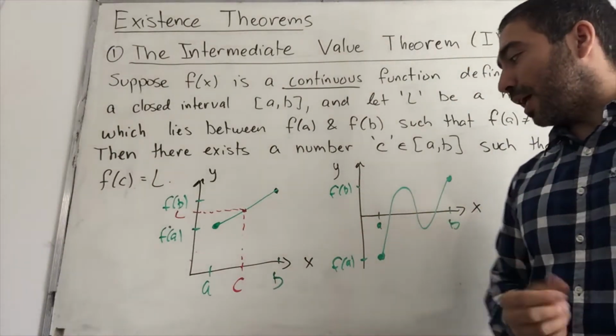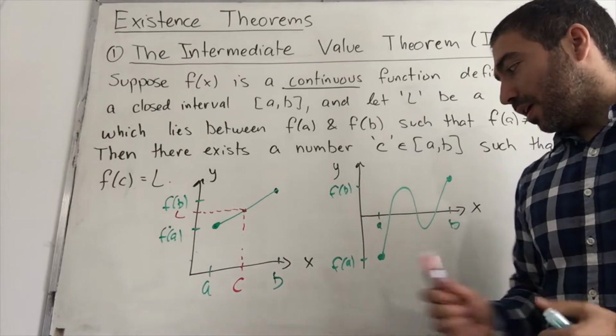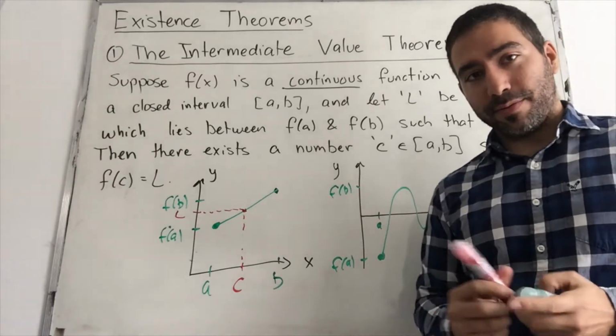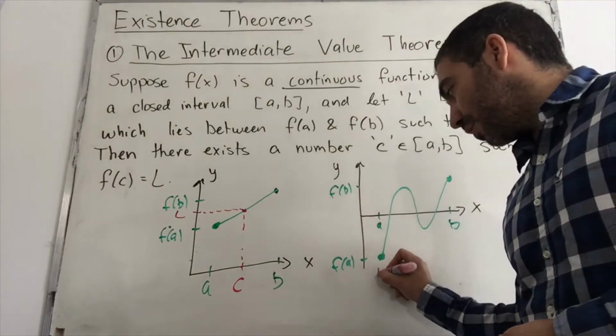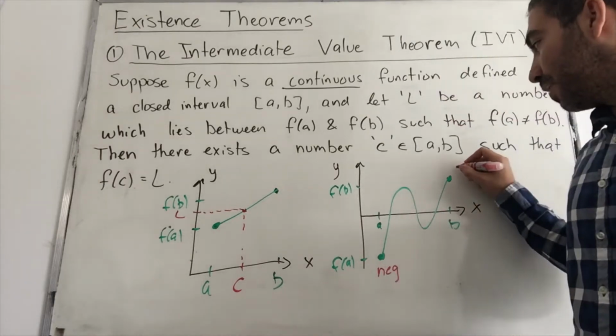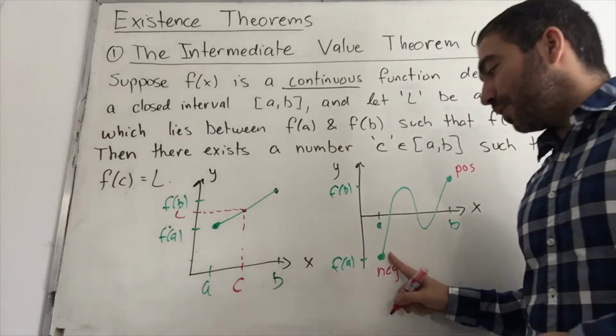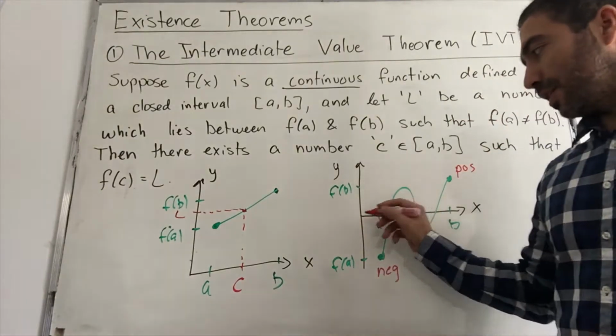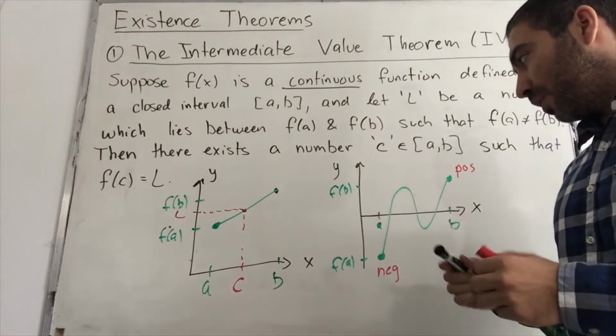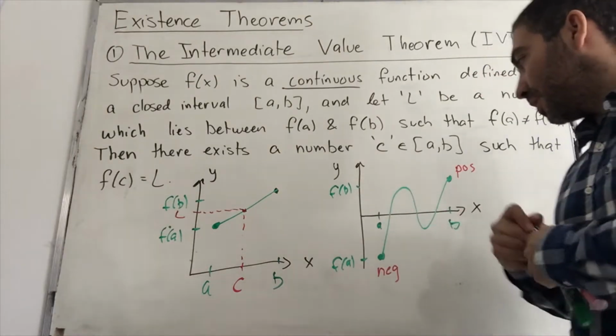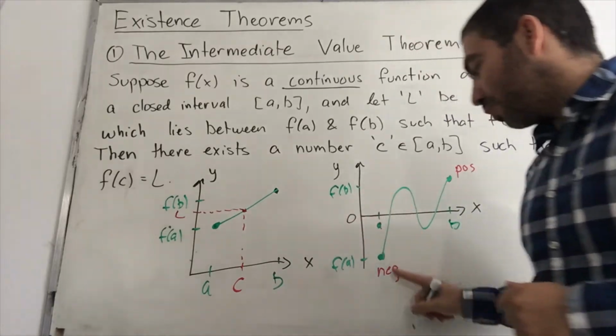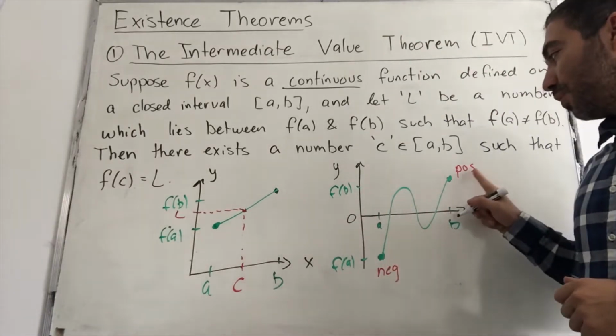Well, essentially what we have is a value here which is negative, and a value here which is positive, right? This value here on the y is negative. Let's say this is our x-axis, this is the origin. Well, we know this y value here is a negative value, and we know this one here is positive.